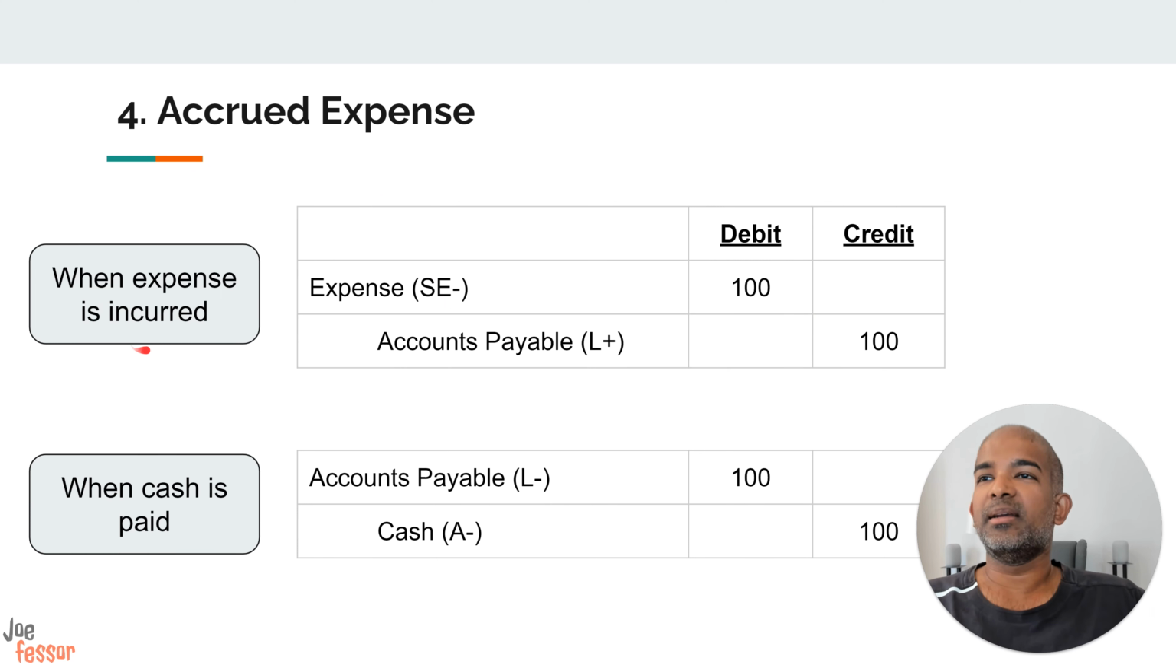When expense is incurred, obviously you would debit your expense account. But because you still have to pay for these expenses, you would credit your accounts payable account. Accounts payable is a liability account because you're liable to pay this later on. And finally, when you pay cash, you would reverse this accounts payable because you no longer have a payable. So you would debit your accounts payable account and you would credit your cash account. So these are the standard journal entries you would be making in the case of an accrued expense.